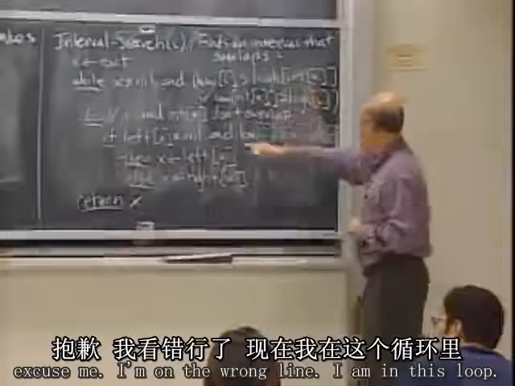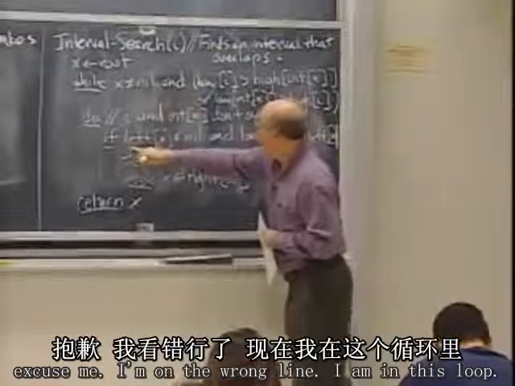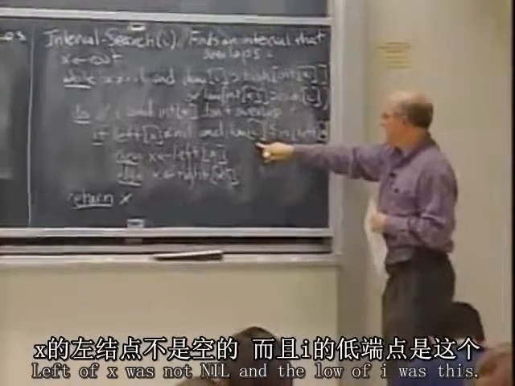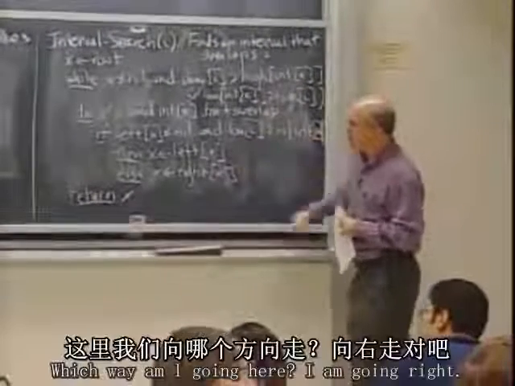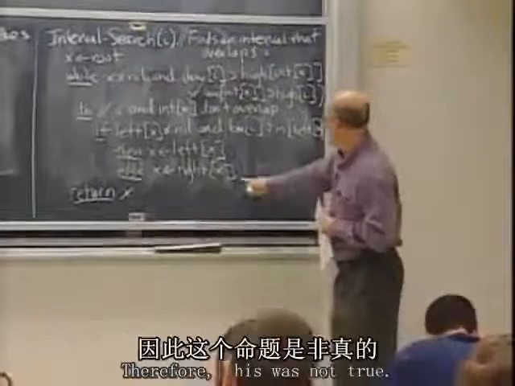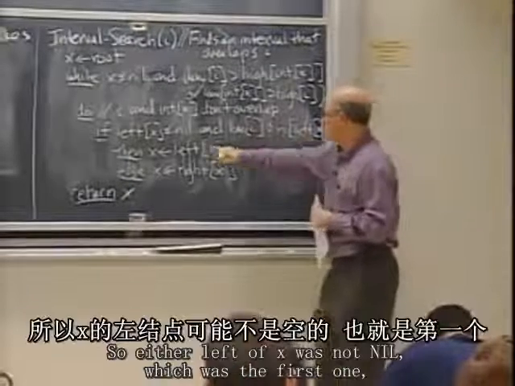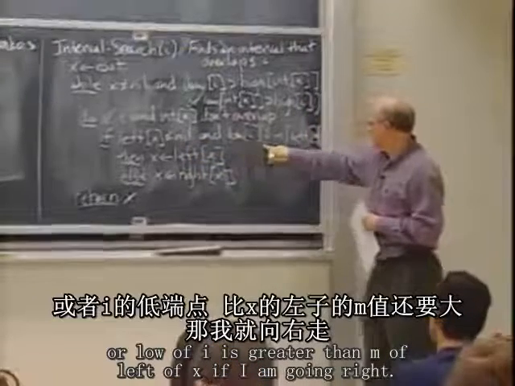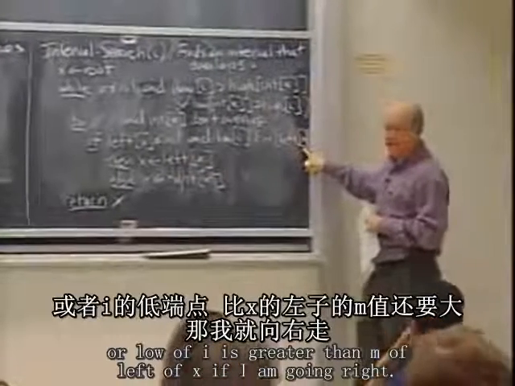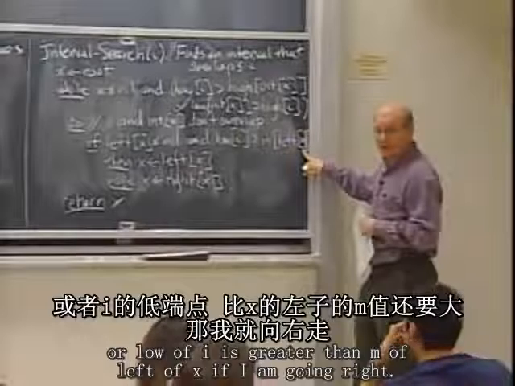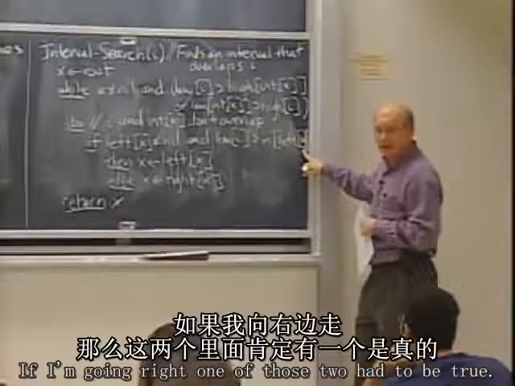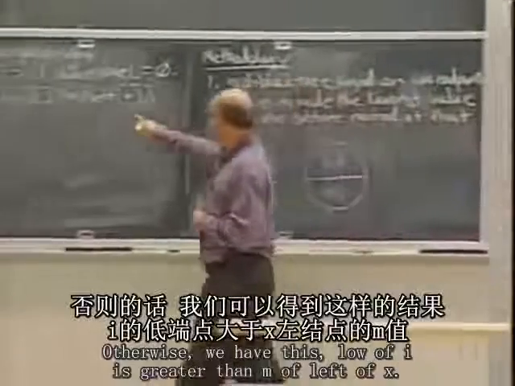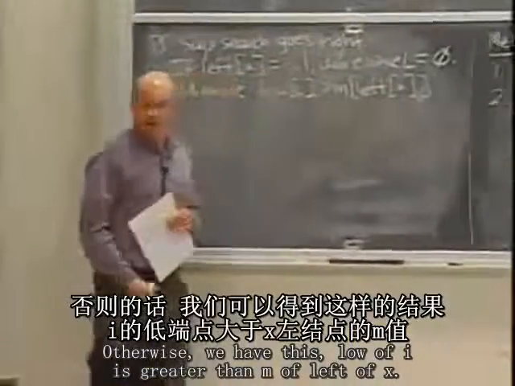Excuse me, I'm on the wrong line here. So I'm in this loop, left of x was not nil, and the low of I was this, because I'm going right. Therefore, this was not true. So either left of x was nil, which was the first one, or low of I is greater than m of left of x, if I'm going right. If I'm going right, one of those two had to be true. The first one was easy. Otherwise, we have this: low of I is greater than m of left of x.